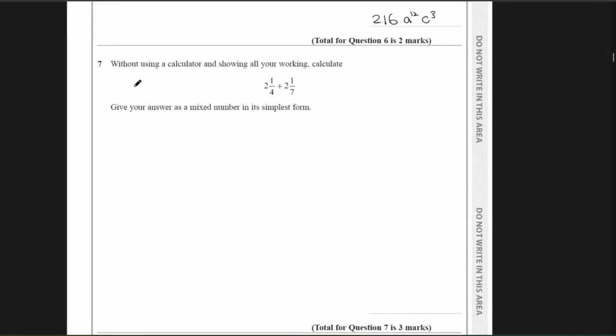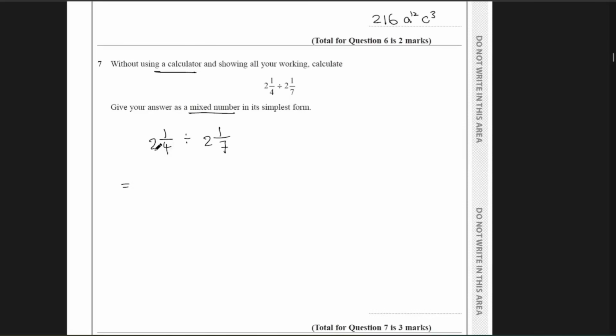Okay, number 7. Without using a calculator and showing all your working, calculate this. Give your answer as a mixed number in its simplest form. So they've asked us to not use the calculator, meaning we have to show all the steps in our working. So we need to divide these two mixed numbers. Before we divide, it's best we convert them to improper fractions. So we have 2 1/4 divided by 2 1/7.